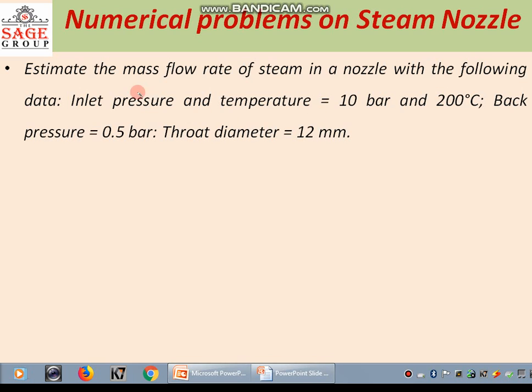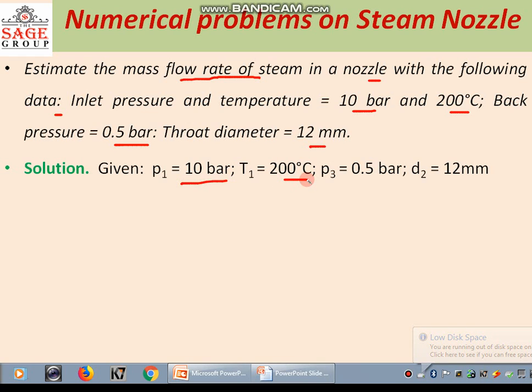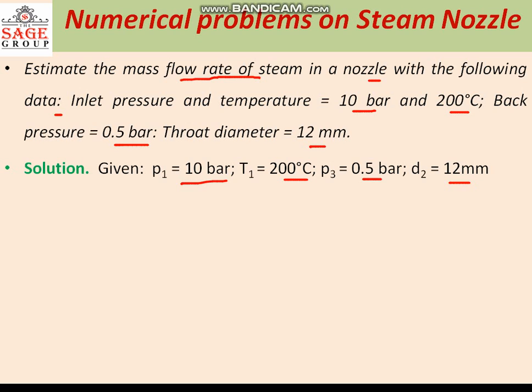Here in this case, estimate the mass flow rate of steam in a nozzle with the following data. Inlet pressure and temperature are 10 bar and 200 degrees centigrade. Back pressure is 0.5 bar and throat diameter equal to 12 millimeter. Here P1 is 10 bar, T1 200 degree centigrade, P3 0.5 bar, D2 equal to 12 millimeter.